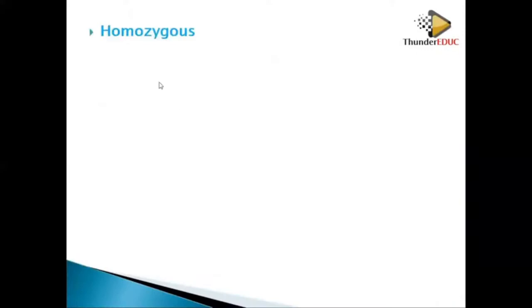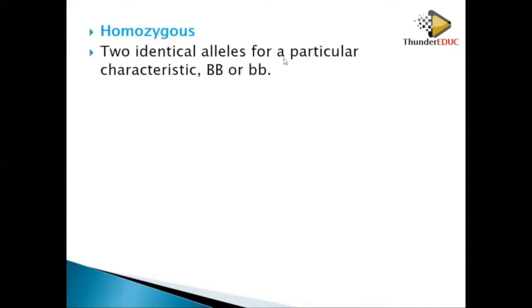So when we talk about homozygous, I've been talking about this. Homo means the same, and zygous is from the zygote. It means that this zygote has the same kind of genes: two identical alleles for a particular characteristic. Homo, same, can be homozygous dominant or homozygous recessive.